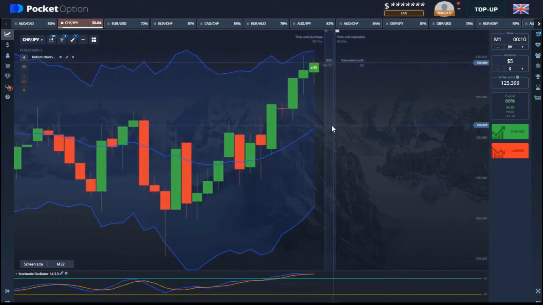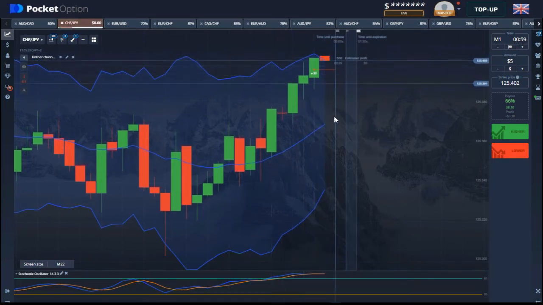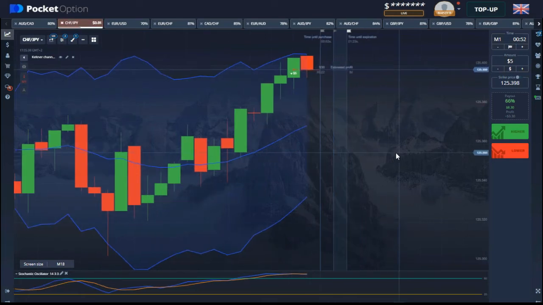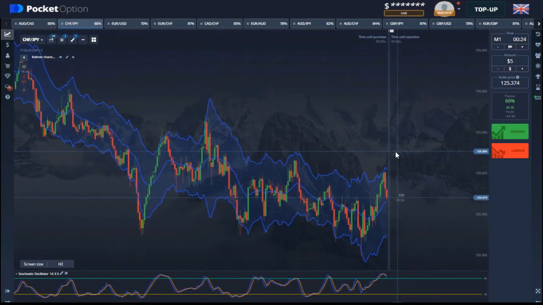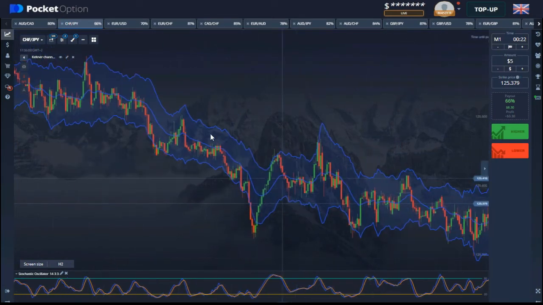I took the trade here for 1 minute because the market touched and is near the Keltner channel's upper level, and the stochastic oscillator is showing an overbought condition, so there will be a reversal anytime. That's why I took the trade here for 1 minute. So let's see the result. Great.